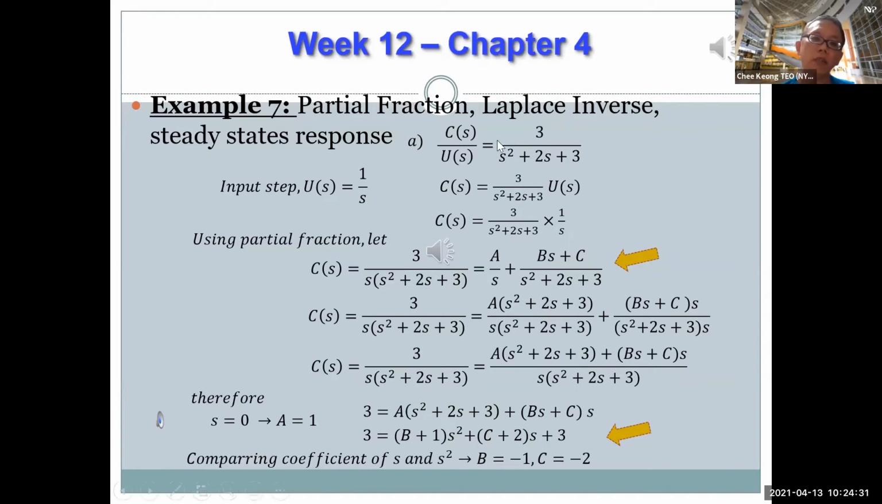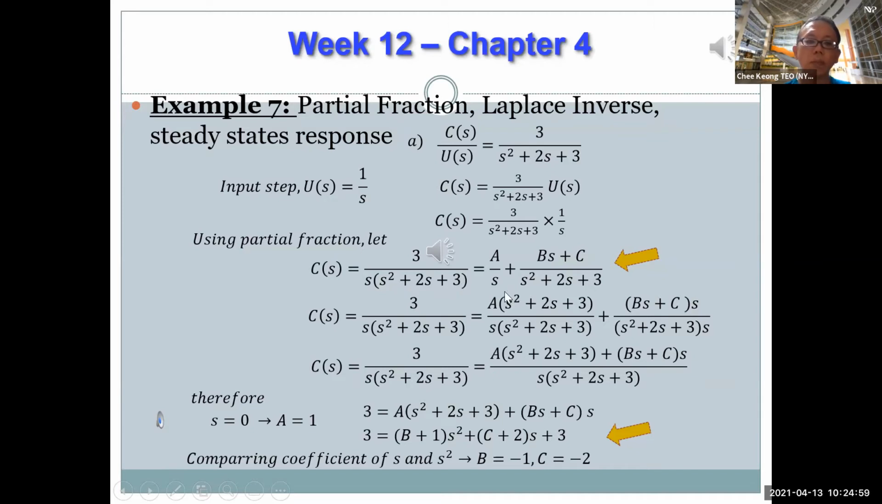Now, of course, it starts off by giving you the output over input relationship, which is given by 3 over s squared plus 2s plus 3. And then it gives you the input expression, which is 1 over s. So doing the same routine work, we need to find what C of s is. C of s will be this term multiplied by U of s. So U of s, we substitute in as 1 over s. As a result, you would have 3 over s bracket s squared plus 2s plus 3, right?